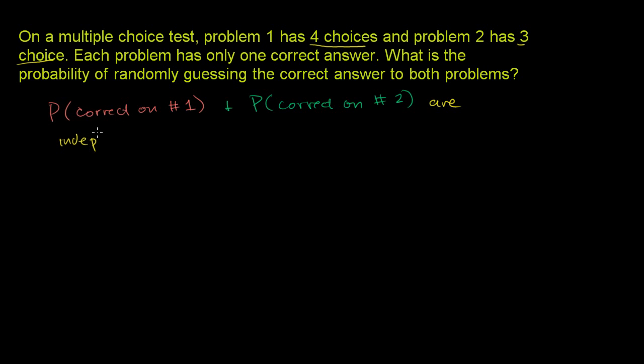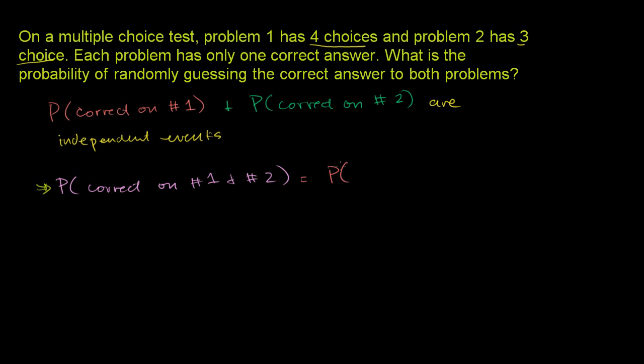Which means that the outcome of guessing on the first problem isn't going to affect the probability of guessing correctly on the second problem. Independent events. So the probability of guessing correctly on both number 1 and number 2 is going to be equal to the product of these probabilities. And we're going to see why that is visually in a second.